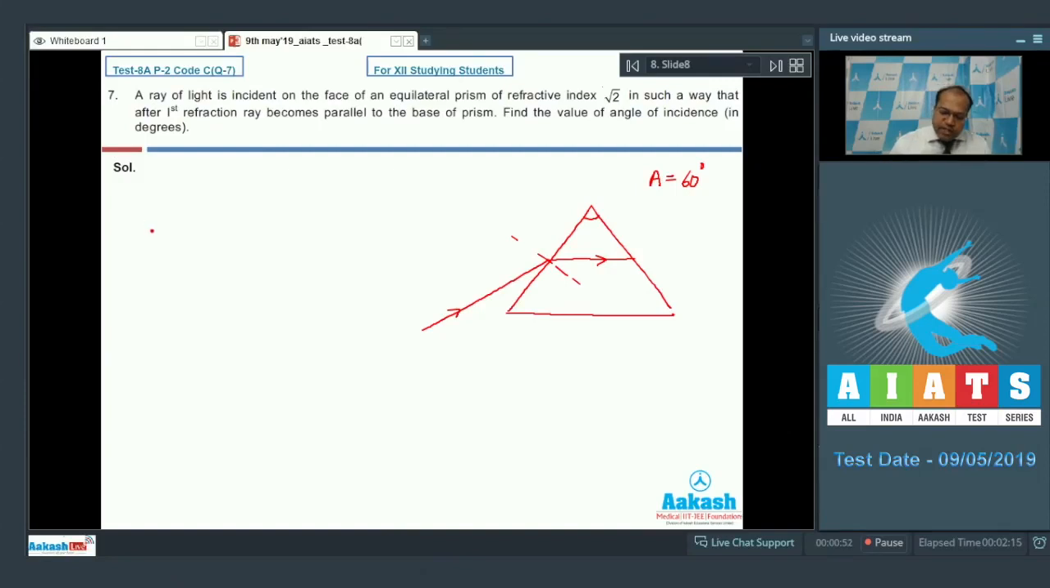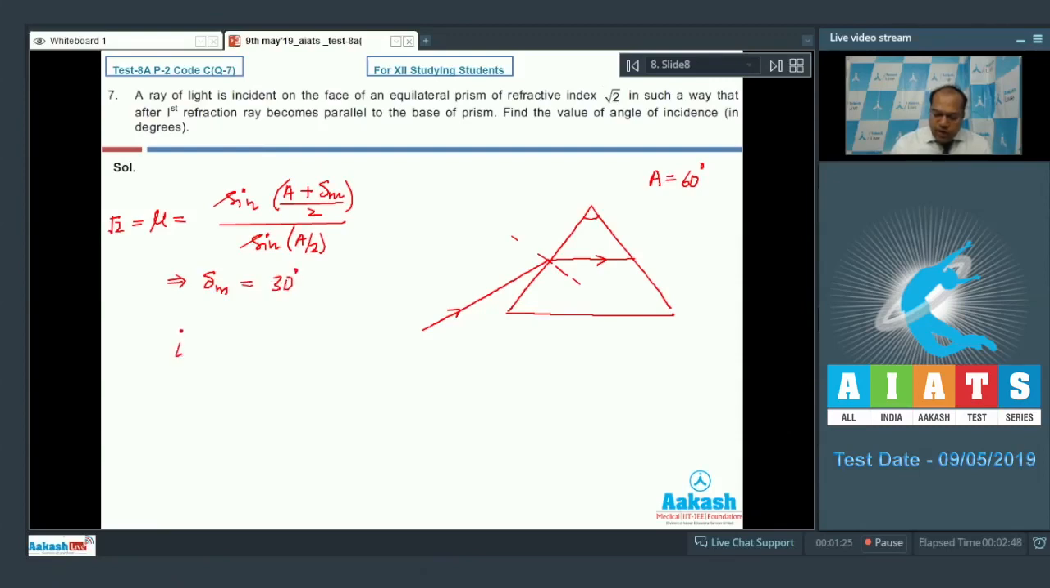So we can write mu is equal to sine i, which can be written as sine of (A plus delta minimum) by 2, divided by sine r. The value of r is A by 2 in the condition of minimum deviation. And this mu is given in the question as √2. The value of A is 60 degrees. So if I solve this, the value of delta m comes out to be 30 degrees.